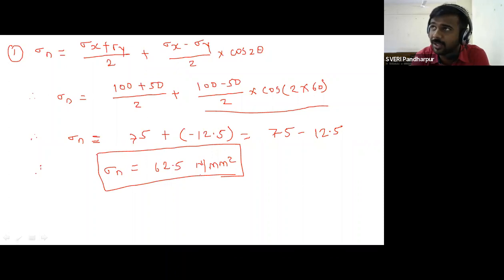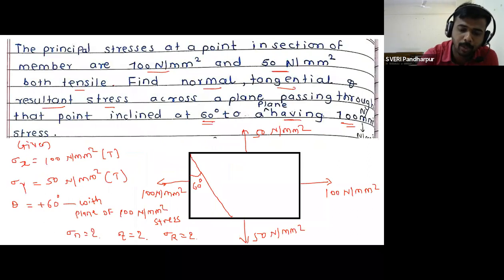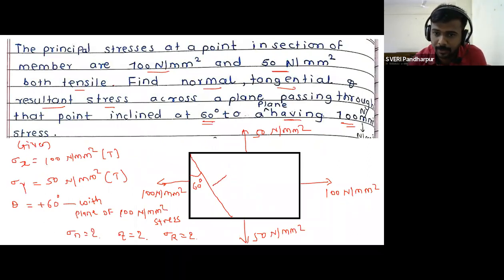Do the separate calculation of these terms, and at the end you have to go for the addition or subtraction wherever it is required. So 62.5 Newton per mm square. This will be the normal stress on inclined plane. So you have to represent the position of normal stress on inclined plane like this. It is perpendicular to the inclined plane.